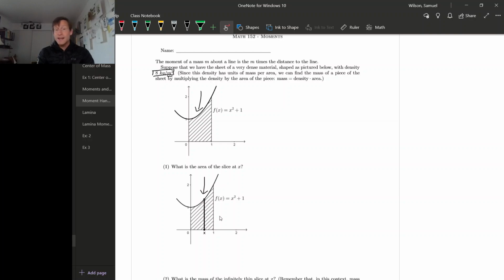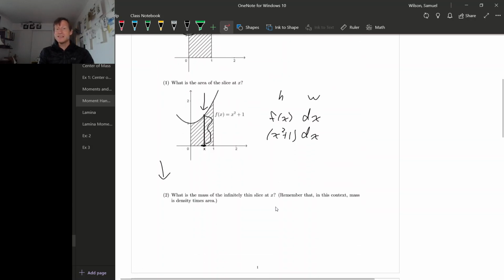All right, so the height of this slice is this distance here, and that's just given by the function. Since the bottom of this slice is resting on the x-axis, the height of this slice is f of x, or x squared plus 1 for this particular example. And the width of this slice, since it's infinitely thin in the x direction, is dx. So the area of this is f of x dx, or x squared plus 1 dx in this particular example. So pause this and try number 2.